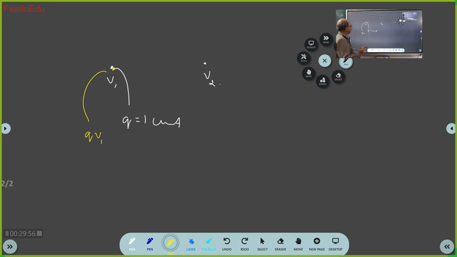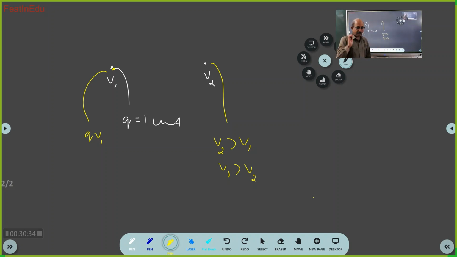Okay. Now you see, this charge is at higher potential. Say V2 is another point here. V2 is at some potential, V1 is at some potential. Now you see here, assume V2 is at higher potential than V1. Or it can be V1 is at a higher potential than V2. Or V2 is equal to V1. All this is possible.